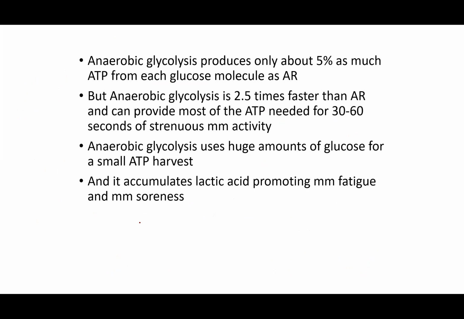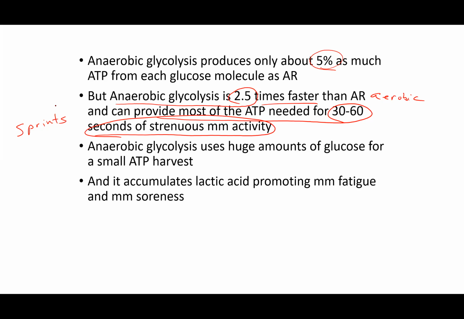Okay, so anaerobic glycolysis produces about 5% as much ATP as aerobic. So it's not as much as aerobic metabolism. However, anaerobic glycolysis is 2.5 times faster than aerobic. So it can provide most of the ATP needed for 30 to 60 seconds of strenuous muscle activity. So these people are really good at sprints. These people are really good at sprinting.